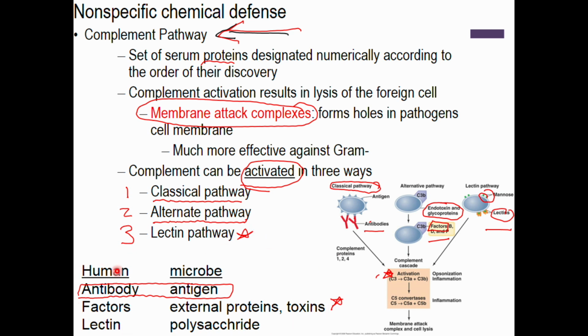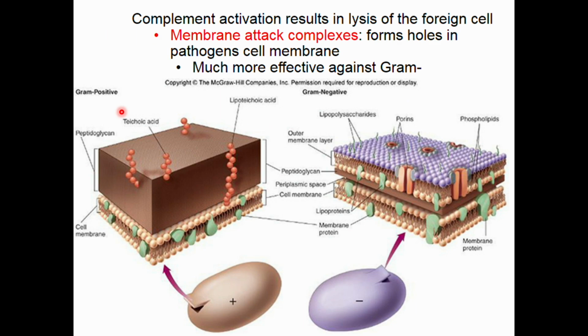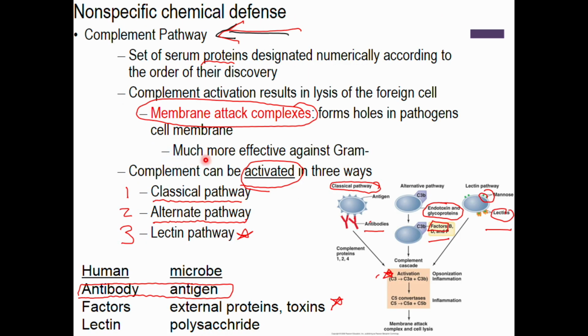And so then once we activate it, we have inflammation and we've got the membrane attack complex and cell lysis. And that's what we're talking about up here. Okay? So let's look at this a little bit. I know one thing I wanted to put: this is much more effective against gram-negative bacteria. Okay, so why is that?